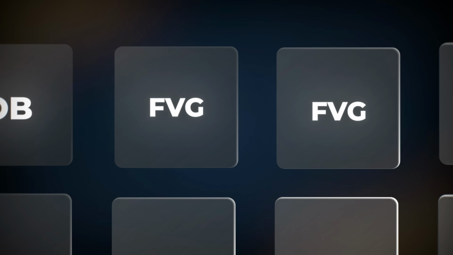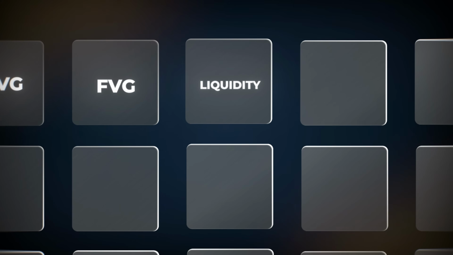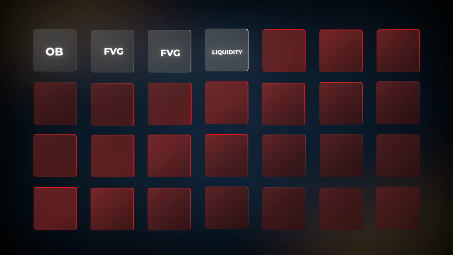And the worst part, every session was different. One day they'd trust the order block and the next day they'd switch to fair value gaps. One week they use liquidity as a filter and the next week they just completely discard it. Always switching, always changing, and never consistent. And I get it, because I've been there too.